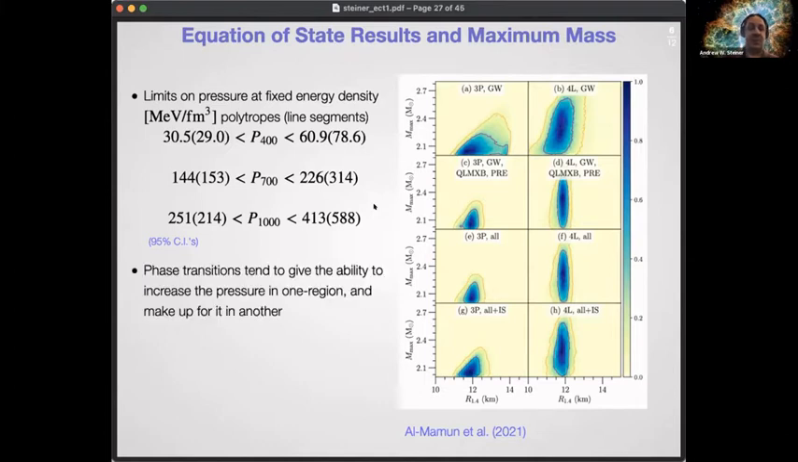The origin of this is partially that, for example, phase transitions give the ability to increase the pressure at one density and decrease it in another and sort of make up for it. So, different ways of rearranging matter inside the neutron star in subtle ways.